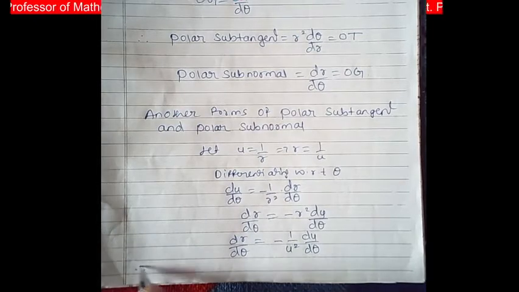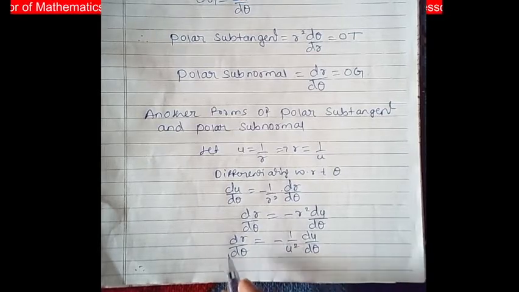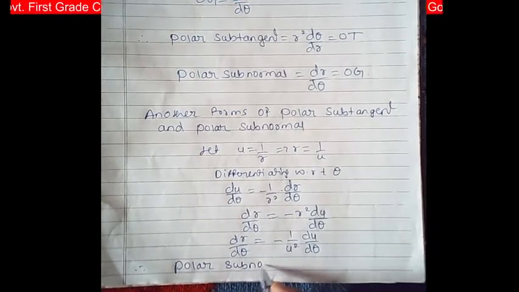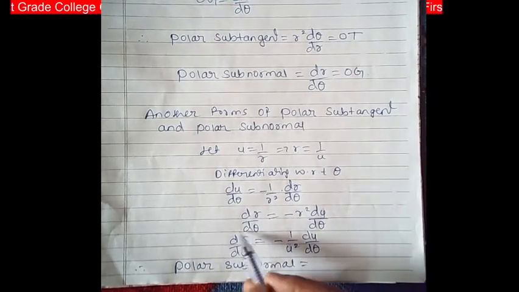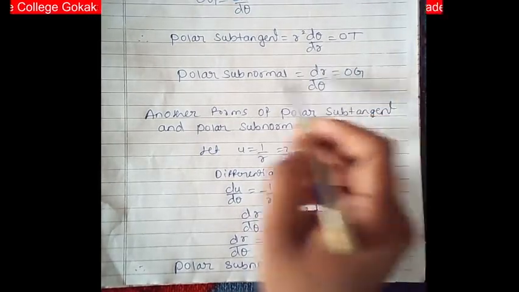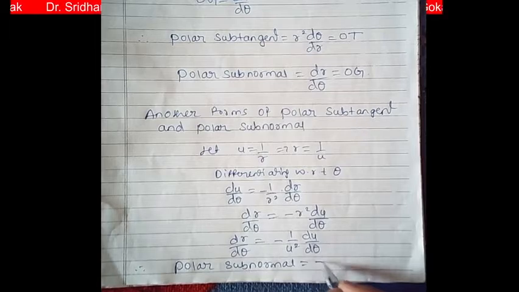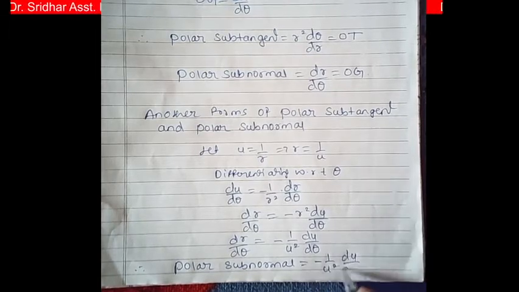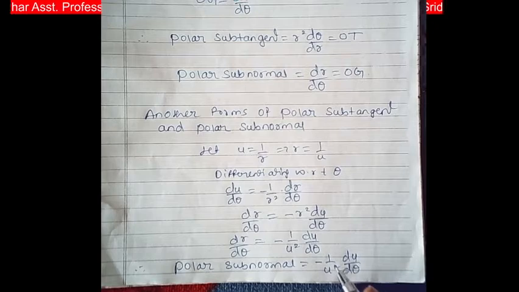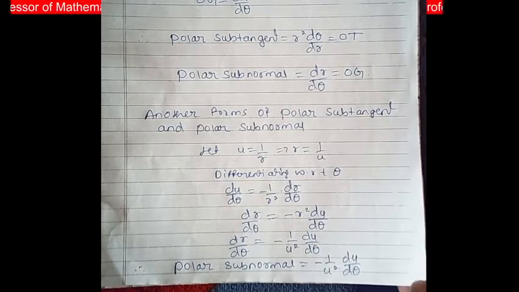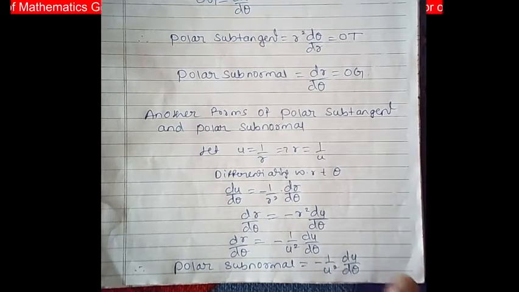Therefore this is also known as polar subnormal. Polar subnormal is given by dr by d theta, which from this expression is also given by the formula minus 1 by u square du by d theta. Okay, this is one form.